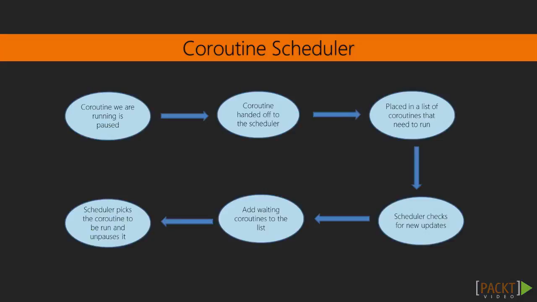The first thing that happens is that the coroutine we're running is paused. The coroutine we want to call is handed off to the scheduler, which places it into a list of coroutines that need to be run. Then the scheduler checks to see whether anything has happened that a coroutine was waiting for, such as new data coming across the network or another coroutine returning, and if so, it adds the waiting coroutines to the list as well. Then the scheduler picks one of the coroutines that needs to run and unpauses it.